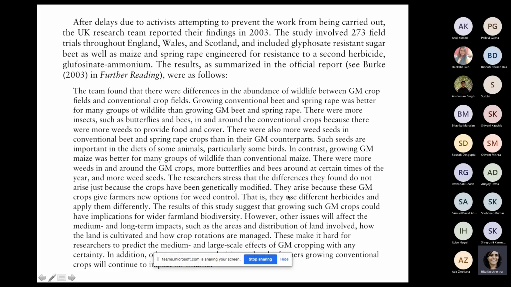So that's what they have written. They arise because these GM crops give farmers new options for weed control. They may be using different herbicides, or they may be applying the herbicides in a different way, because of which the diversity between the two fields was found to be different. So what ultimately I want to convey is that it does have some ecological impact.